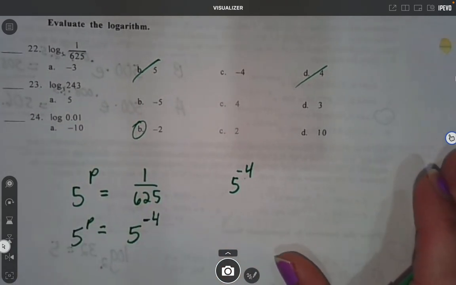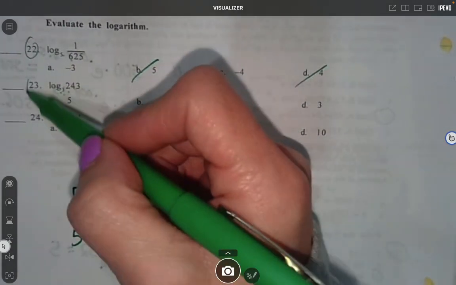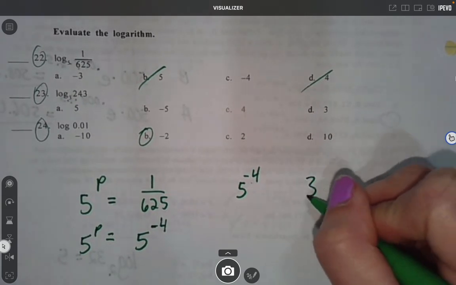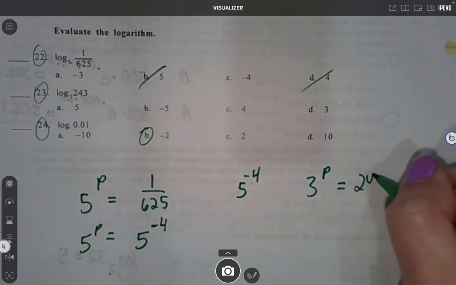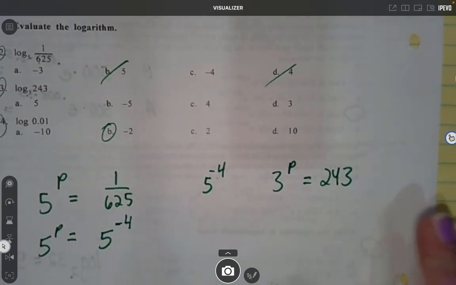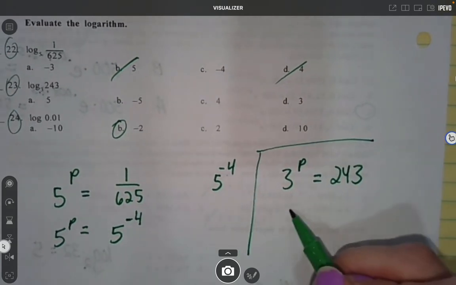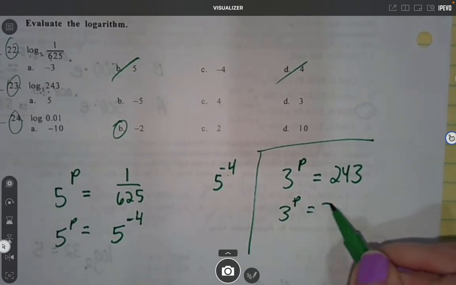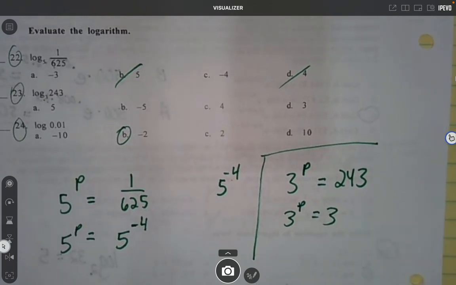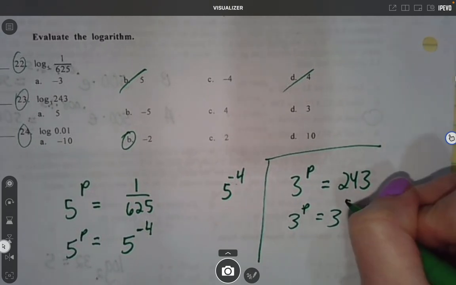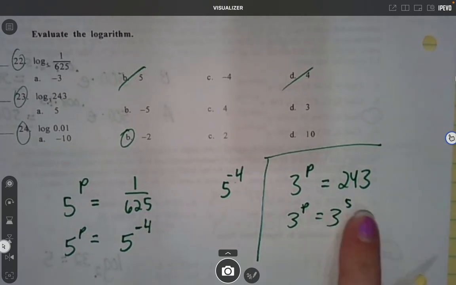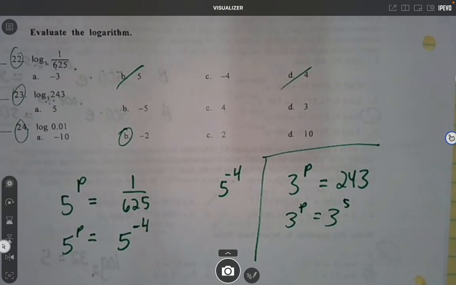Number 23, our last one. Are they all on there? Yeah, all 3 of these are on there. So this one is 3 to some power equals 243. I know this one's going to be a positive number. Okay? So I'm going to need to write this as 3 to some power. So 3 times itself how many times? 5. So what is my power? 5. P is 5. There we go.